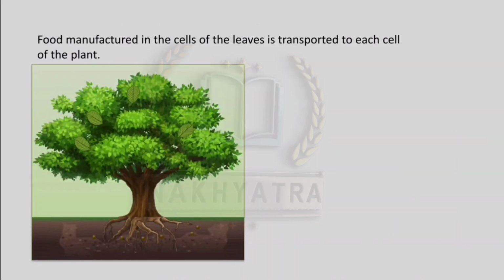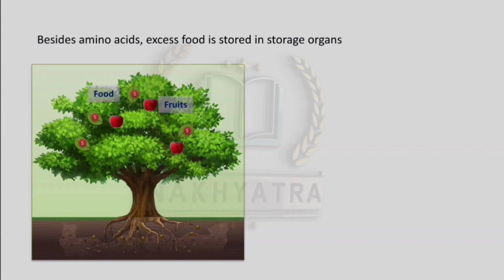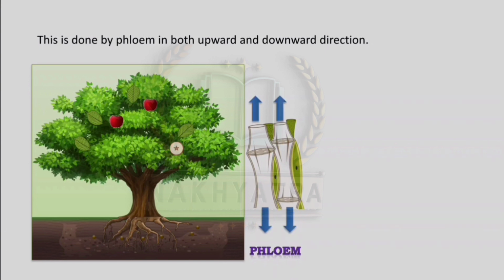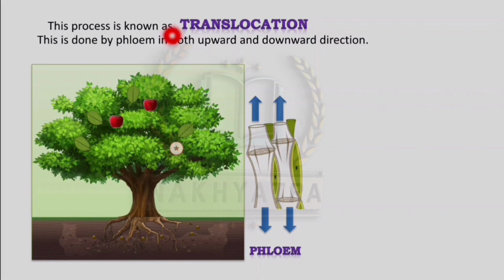Now see, food manufactured in the cells of the leaves is transported to each cell of the plant. Besides amino acids, excess food is stored in storage organs. Alright, and it is done by phloem in both upward and downward direction. So this process is known as translocation. And translocation means it is the movement of materials from leaves to the tissues throughout the plant.